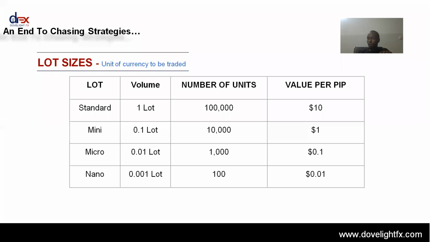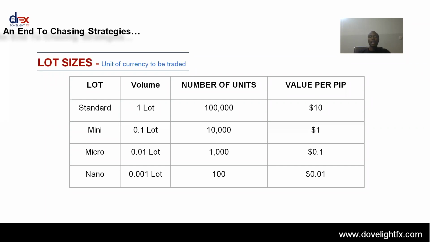The table actually says it all. It's $1. So three pip movement for a 0.1 lot size is going to be what?